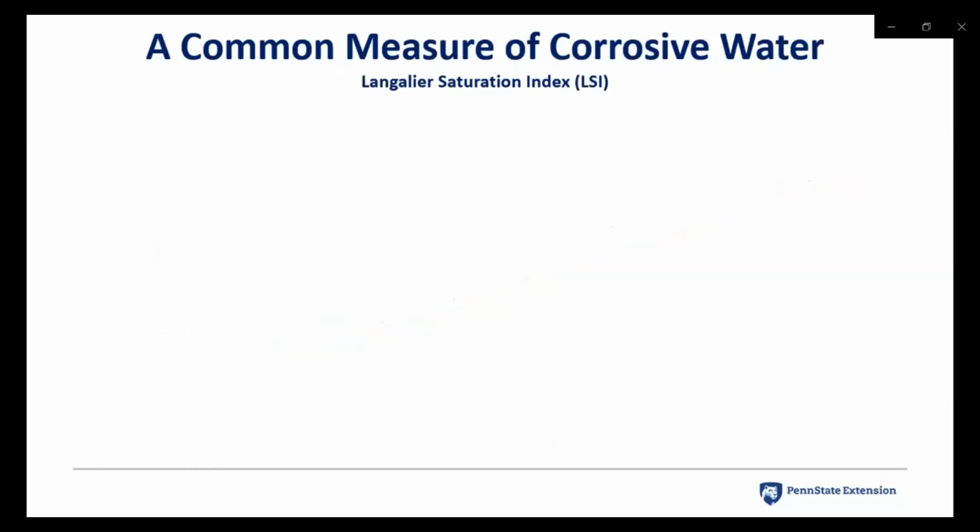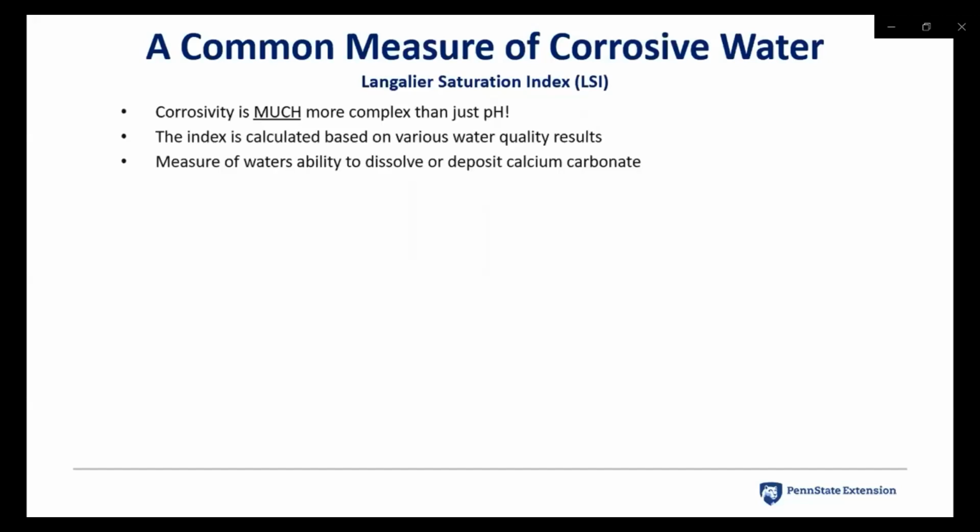Now, as far as corrosive water goes, the index that we use most frequently is called the Langelier Saturation Index, or LSI. Again, there are other corrosion indices available, but this is the one that we have found to be probably the most predictive of lead and copper corrosion here in Pennsylvania. It does include pH as an important component, but one of the most common misconceptions is that corrosion is all about pH, and that if you have a low pH, you have corrosive water, and if you don't have a low pH, you don't have corrosive water.